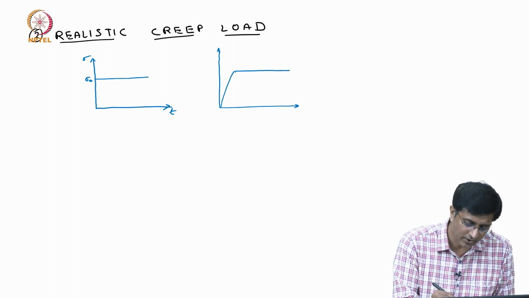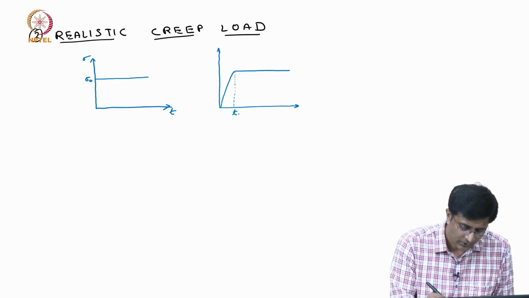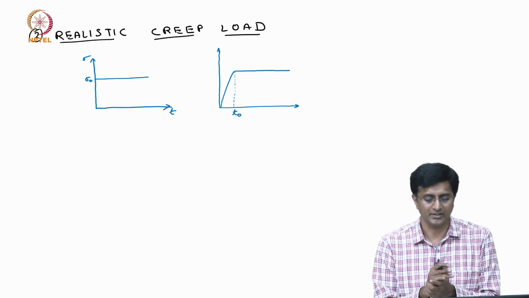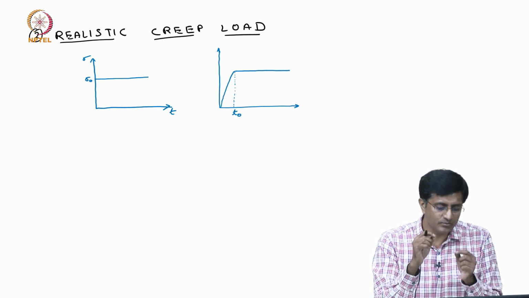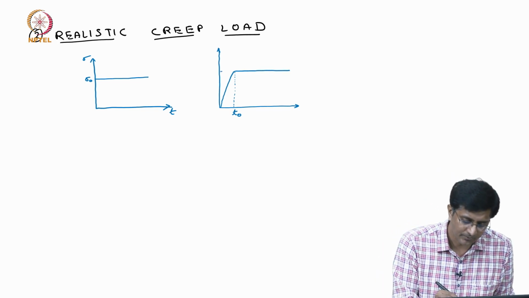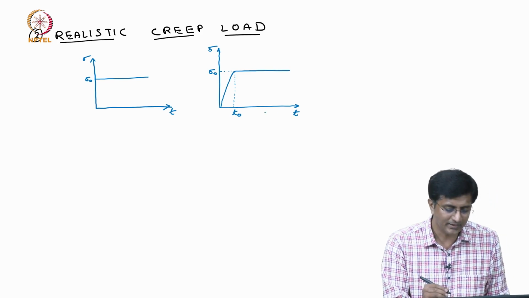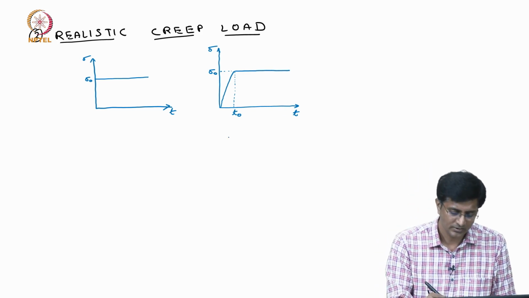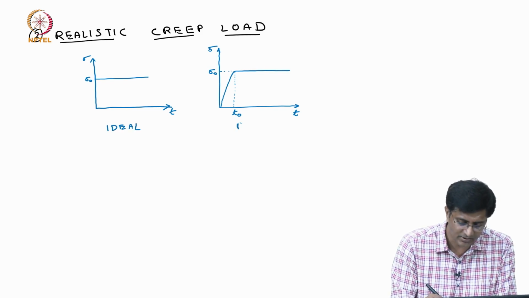You take a very short time, let us denote it with t naught. This t naught can be a very small value, let us say 0.1 of a second, but between 0 and 0.1 second you are going from 0 to load sigma naught. And then after that time t naught, the stress value remains constant. So, what we said is this is an ideal scenario and this is the realistic scenario.